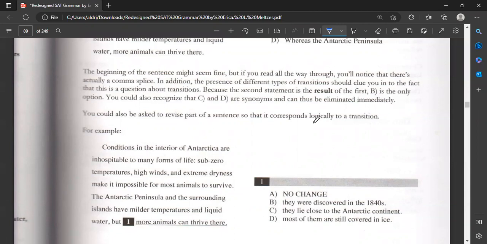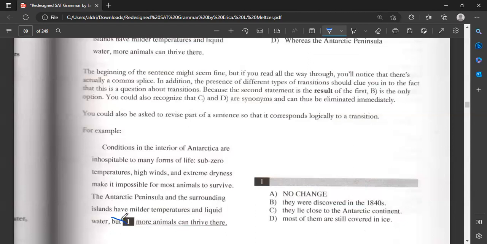Okay, so I'm going to go over this. Conditions in the interior of Antarctica are inhospitable to many forms of life. These conditions are sub-zero temperatures, high winds, and extreme dryness. Sub-zero temperatures, high winds, and extreme dryness make it impossible for most animals to survive. The Antarctic Peninsula and the surrounding islands have milder temperatures and liquid water, but more animals can thrive there. Okay, so this is wrong, right?